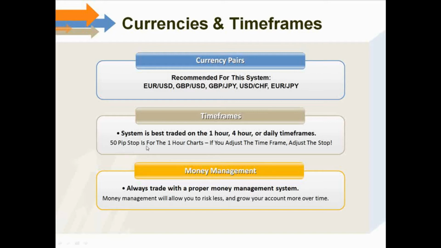One important thing to note if you do that: a 50 pip stop will fit well with a 1 hour chart. If you adjust the time frame, make sure you adjust the stop as well. If you're using a 4 hour time frame, maybe you would use a 100 pip stop, and daily time frames usually require much bigger stops, so 200 or 300 pips. Make sure that you adjust your stops according to the charts that you're using.